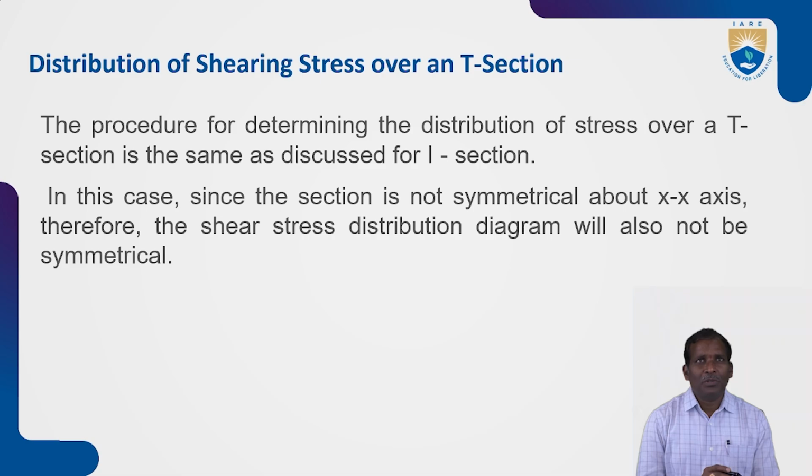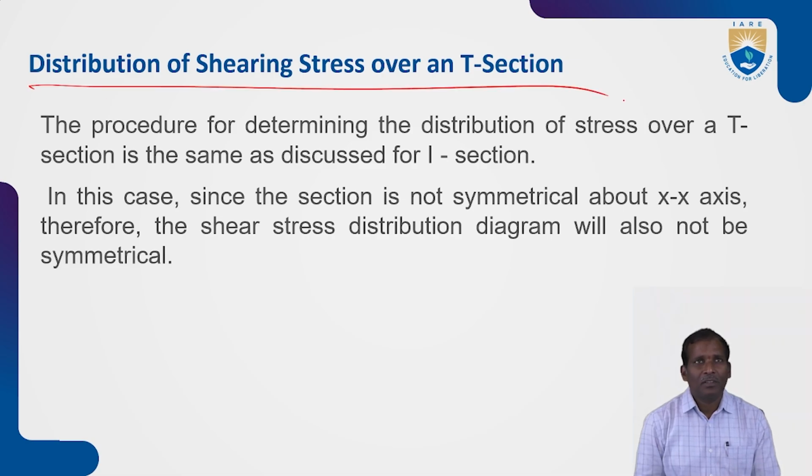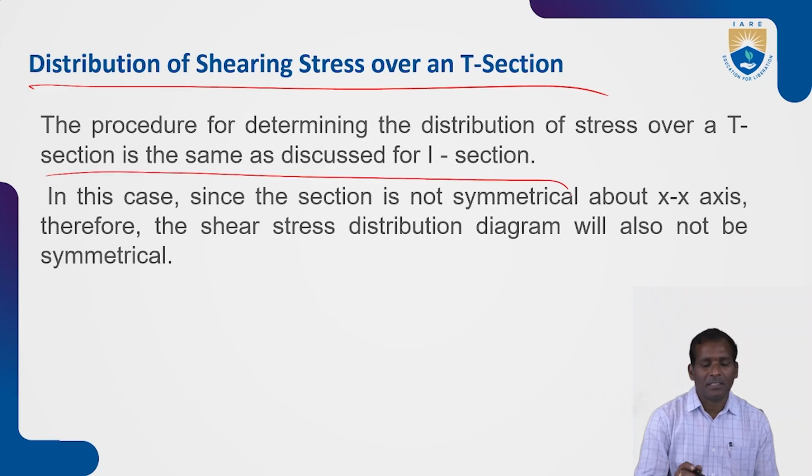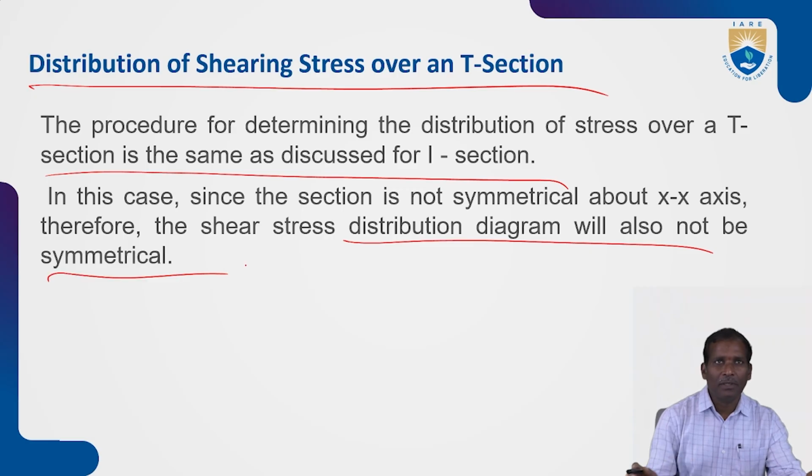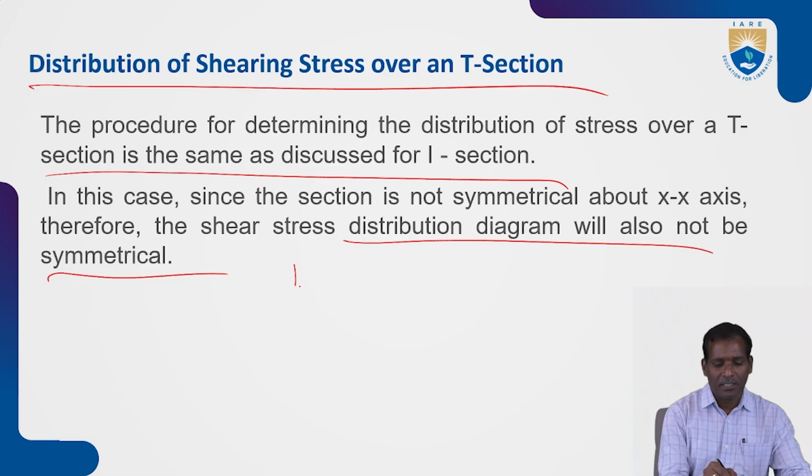First of all, the distribution of shearing stress over a T section. The procedure for determining the distribution of stress over a T section is the same as discussed for the I section. Whatever we discussed for the I section, the same procedure you have to apply for this T section. Since the section is not symmetrical about the x-axis, the shear stress distribution diagram will also not be symmetrical. In the previous case, the I section, the distribution of shear stress is symmetrical because the I section is symmetrical about the x-axis.